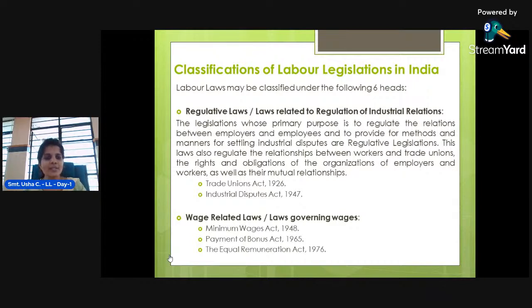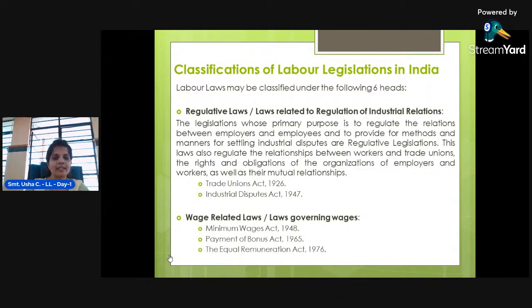Next is wage related laws. The name itself says it: the laws which govern the wages, to fix the minimum wage, to provide the bonus to the employees, and to fix the equal remuneration to the employees. So all these are the laws relating to wages and wage earners.